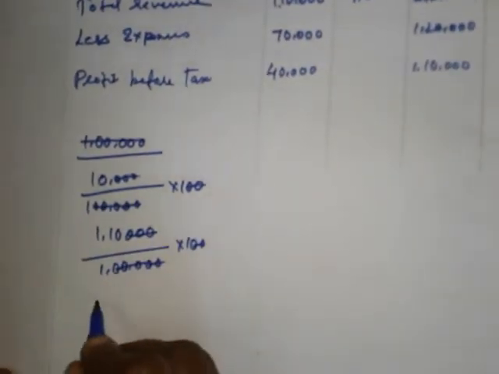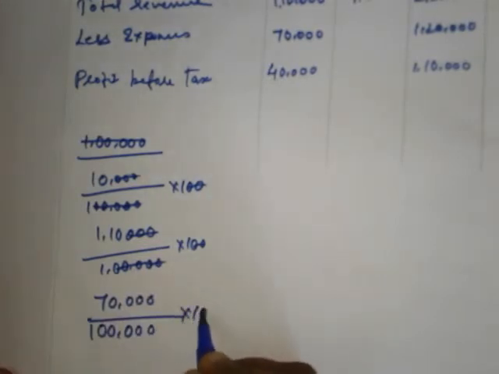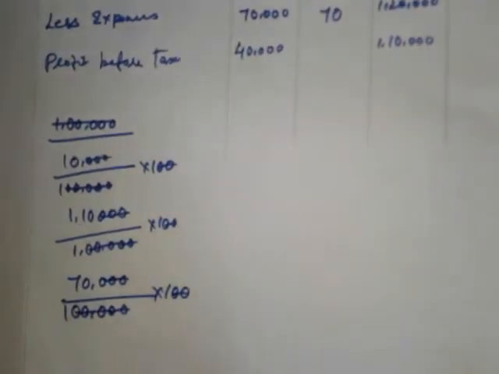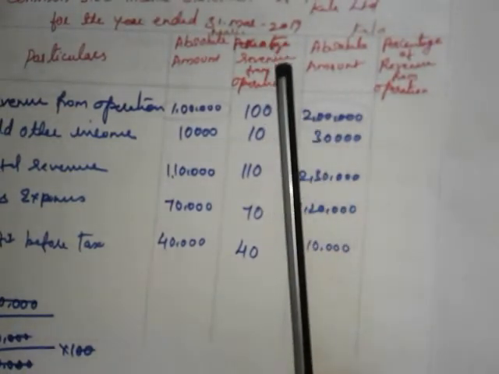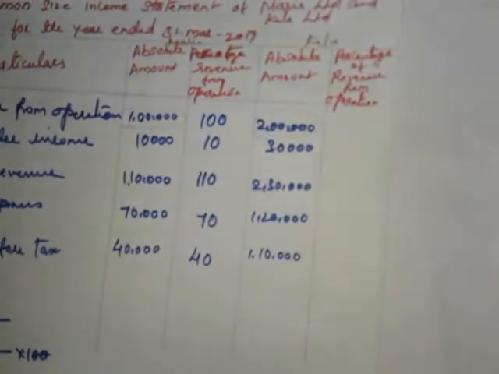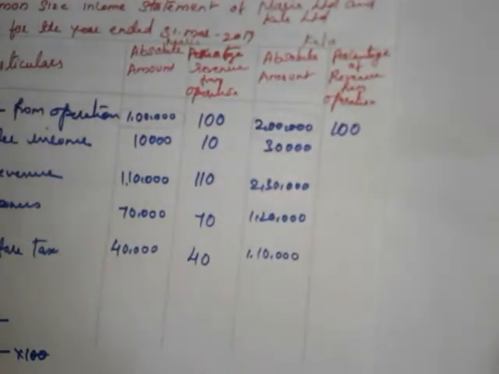And here also, 70,000 divided by 1 lakh, the answer will be 70. So I am writing 70. Can you follow me? And the last one is very easy for you. 40,000 divided by 1 lakh into 100, then you get 40. This is the percentage of revenue from operation. Like that, for Kala we have to take 2 lakh as base, so I am writing 100.